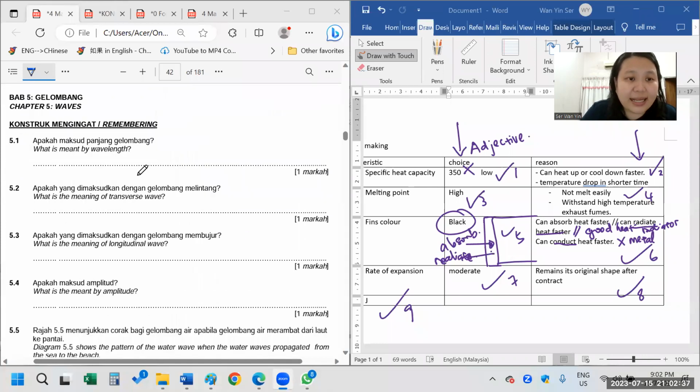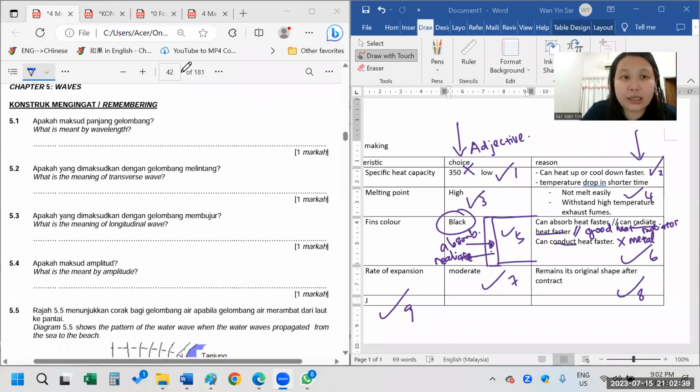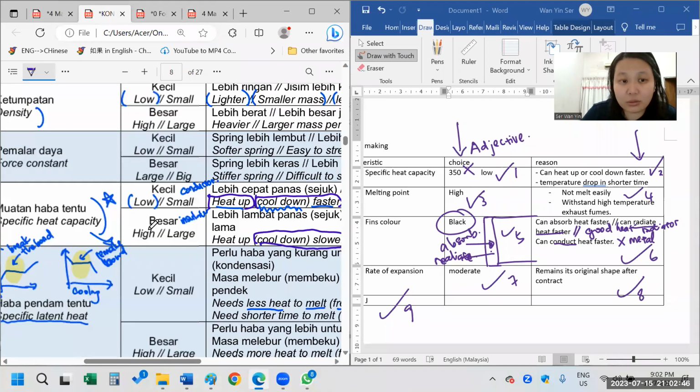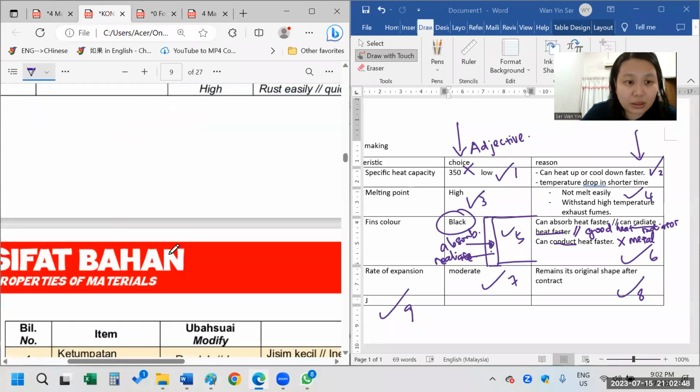Okay, so now wavelength. So same thing lah. If possible, you try first. Then only you look back to the definition. Okay. You try first, then only you look back.